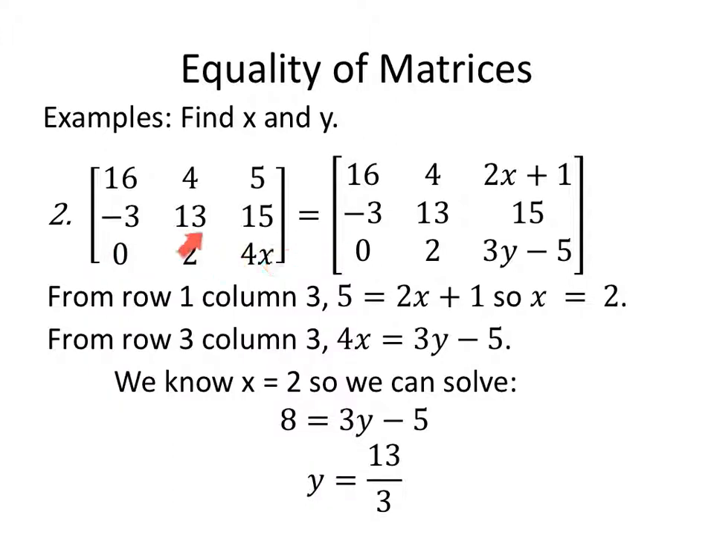Negative 3's, 13, 15, everything's good in row 2. 0, 2. But now in row 3, column 3, 4x equals 3y minus 2. Well, we already discovered that x equals 2, so 4x must be 8. If 8 equals 3y minus 5, I can add 5 and get 13. Divide by 3, and y will be 13/3. So we could use found information from a previous step in order to solve for another variable.